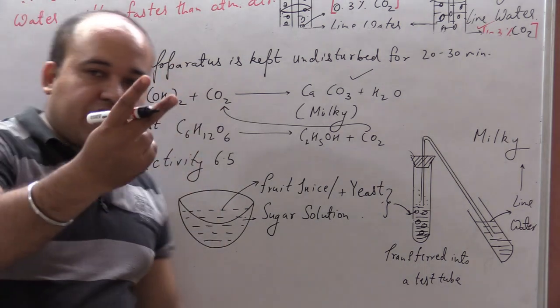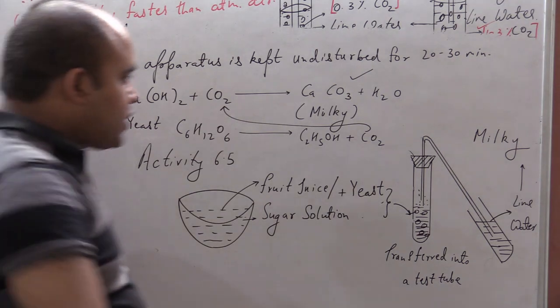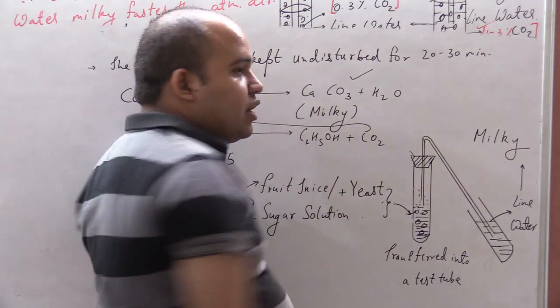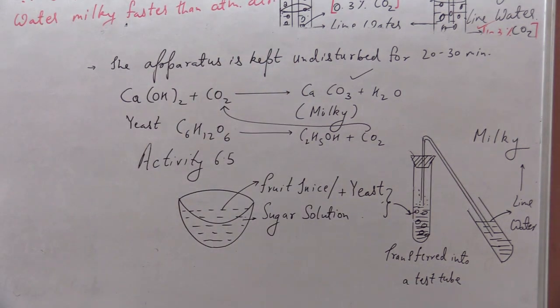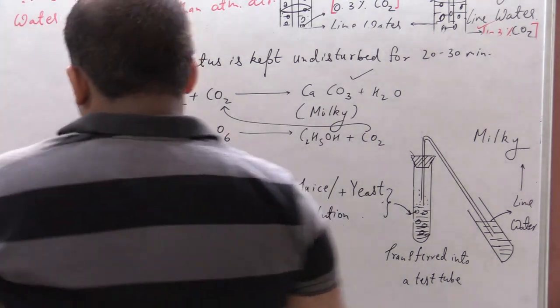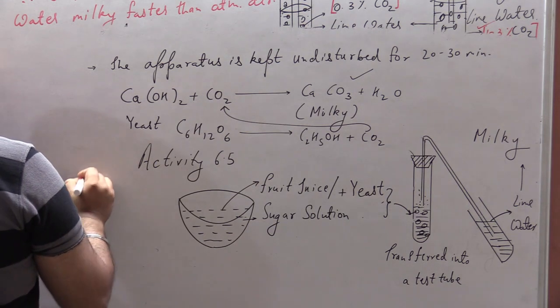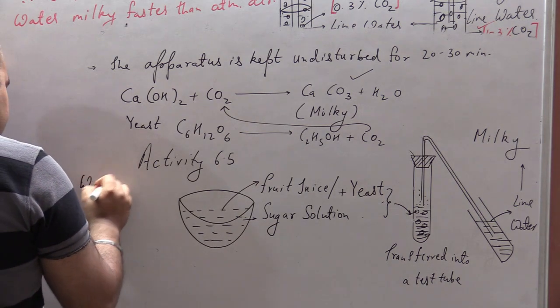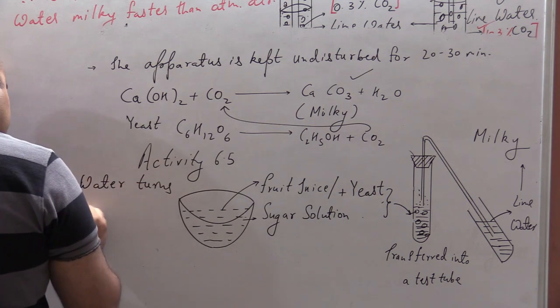There are two questions which have been asked in NCERT. The first question is about the changes in the lime water. What happens with the lime water? The lime water turns milky. Question number 1, the answer is: lime water turns milky.